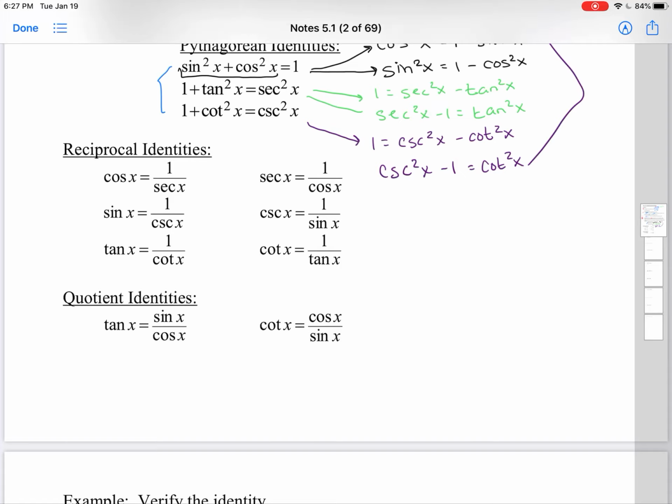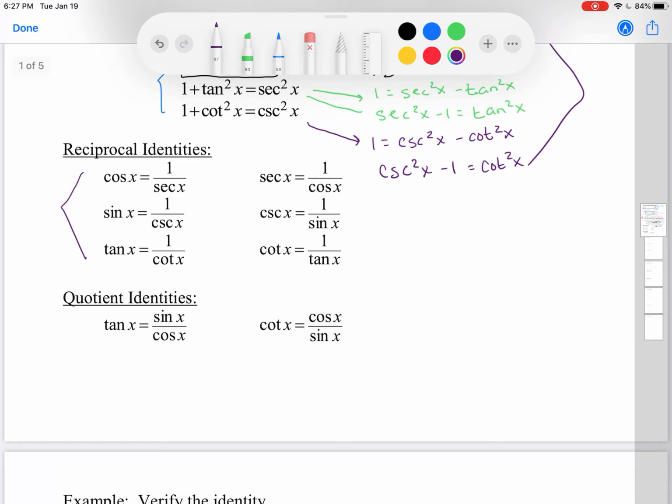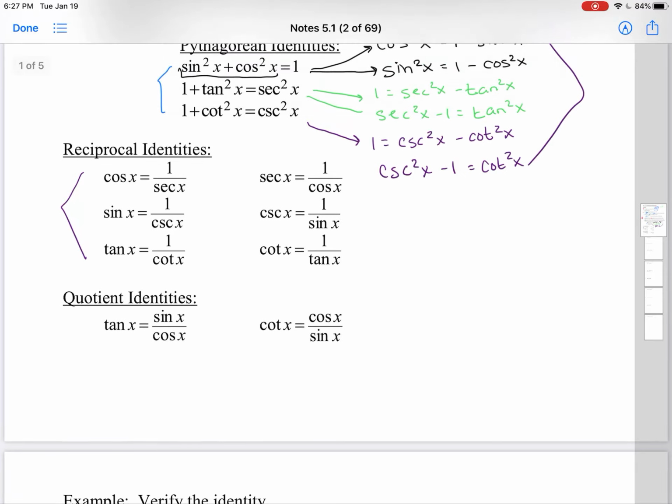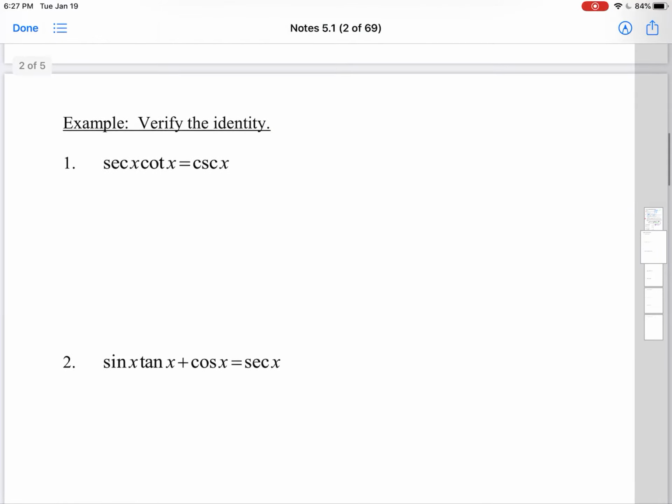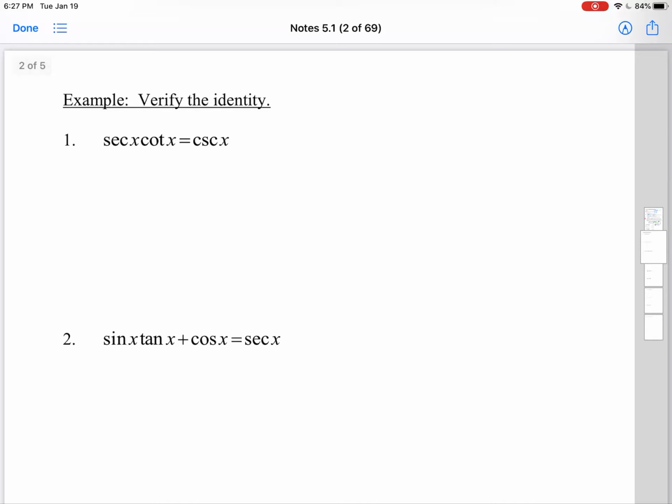Same with the reciprocal identities, just reminding you the reciprocal of these things is the other. We're flipping them over, putting them over 1. Also on the golden ticket, all of these are on the golden ticket. Quotient identities, we talked about up above. If you saw tangent, you're going to start thinking sine over cosine. If you saw cotangent, you're going to think cosine over sine. All right, and so let's get started on some problems.